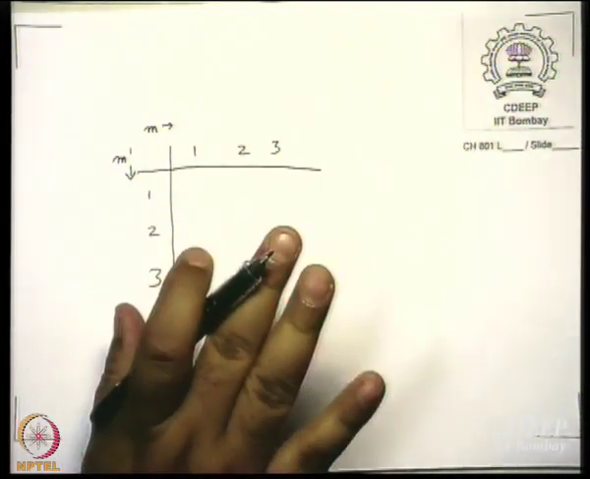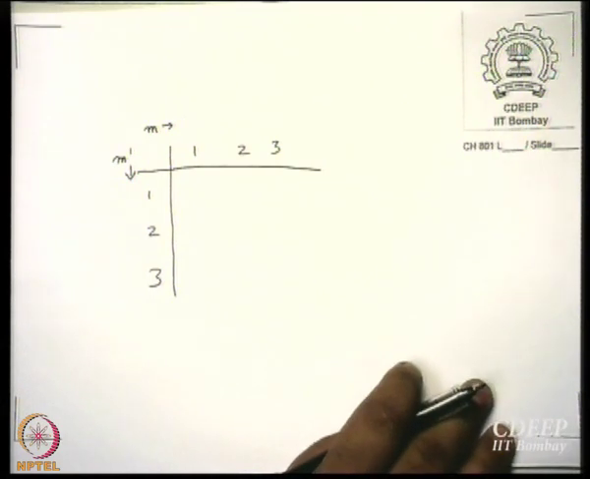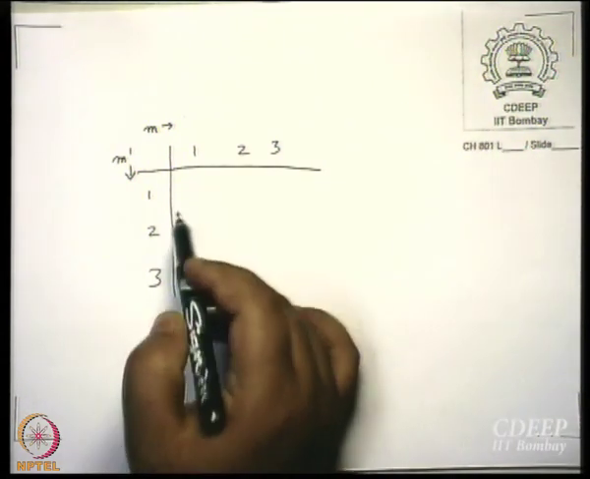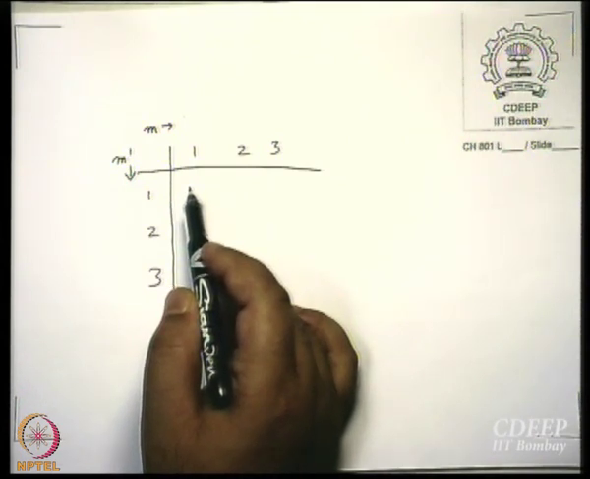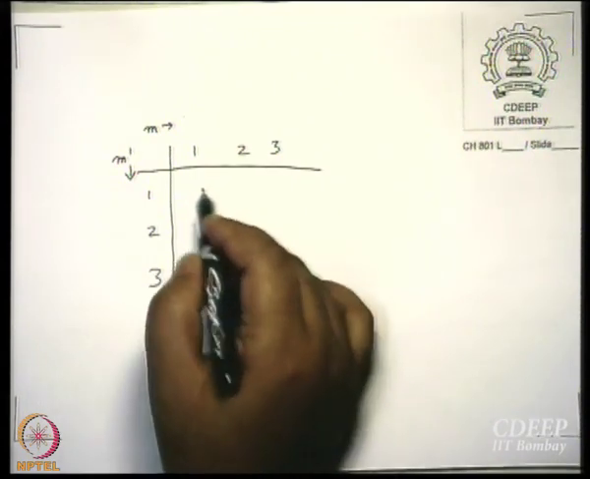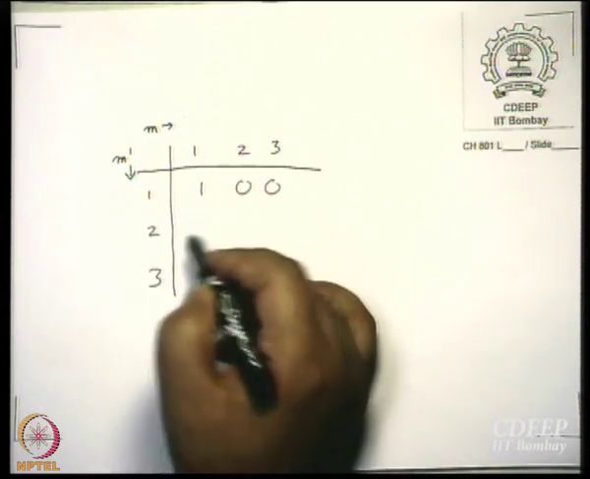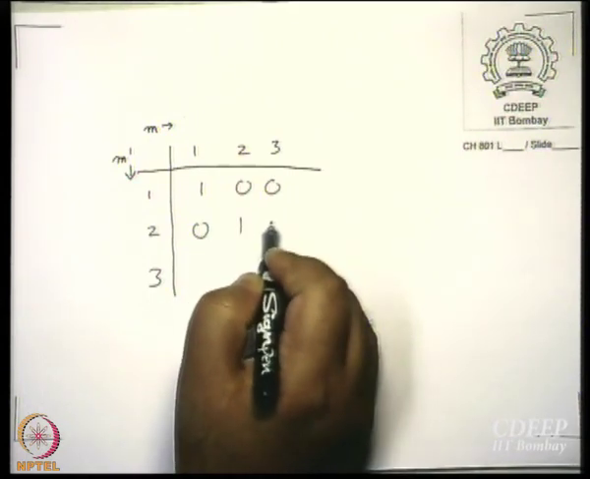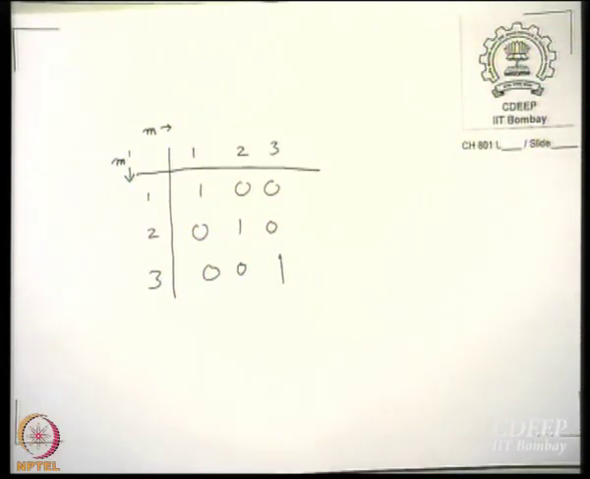So, first I want to work out the products and then I add them. It is easier for me to do it if I look at it in a table. So, what is this product? 1 into 1. When m equal to 1, m dash also equal to 1. Then what is Kronecker delta? 1, 1, 2, this, right? It is essentially like the unit matrix.